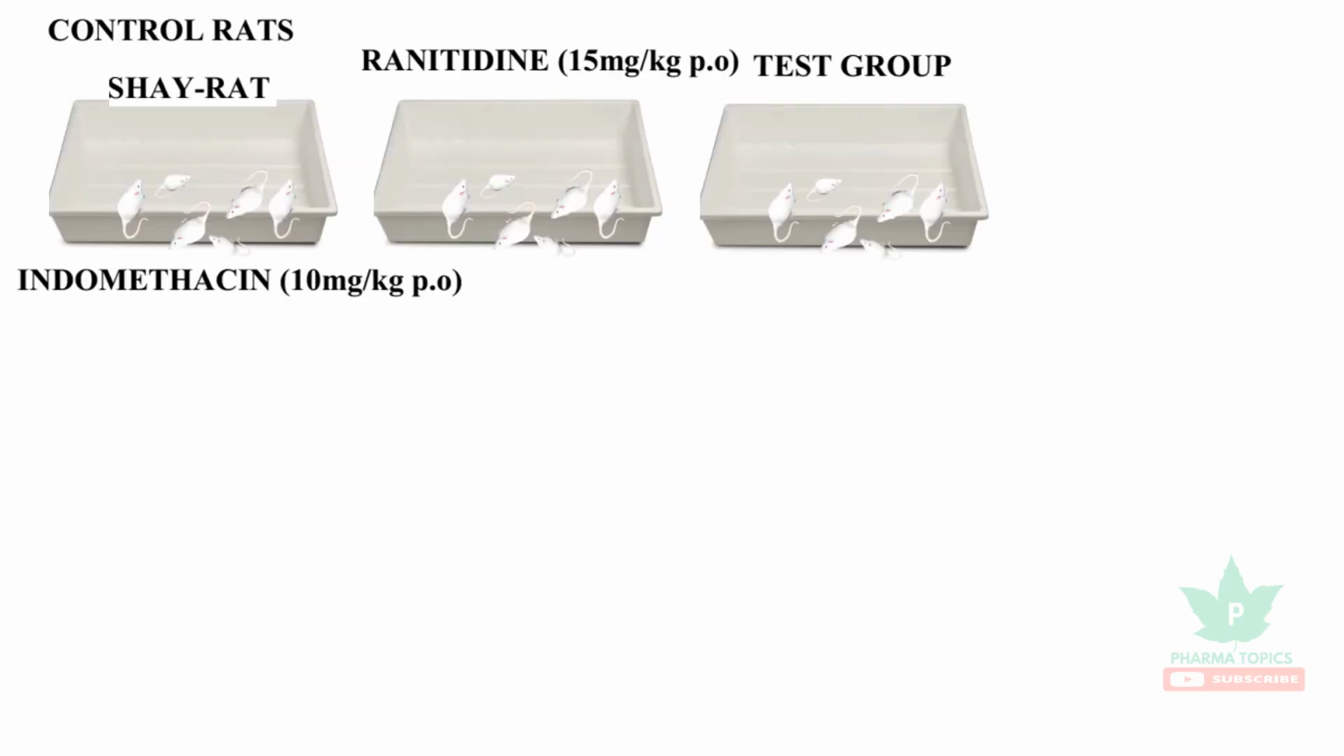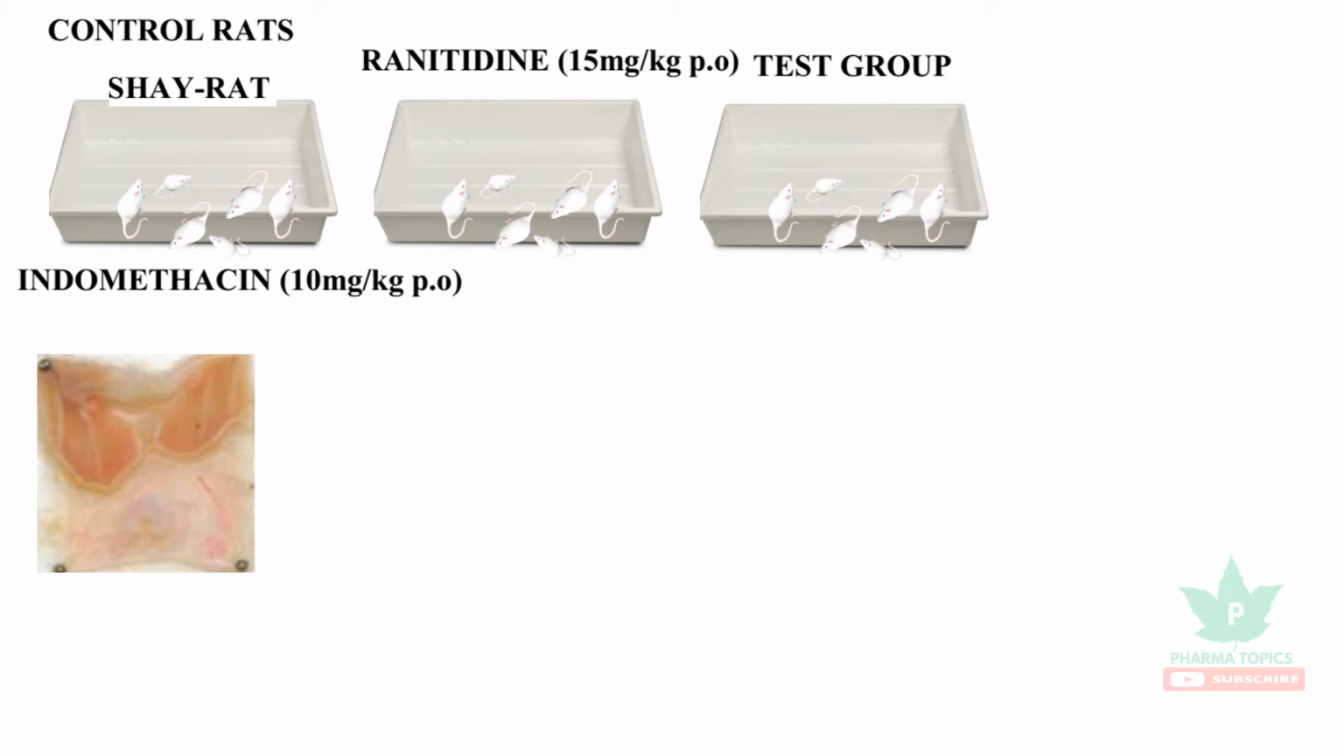There will be three groups. One is a control group, where there is a ligated model or NSAID-induced model. Indomethacin is given at 10 mg per kg orally, and ranitidine 15 mg per kg orally is the standard treatment, and you may have the test extracts. Each group contains 6 animals. Then after the procedure, the stomach is cut open and examined.